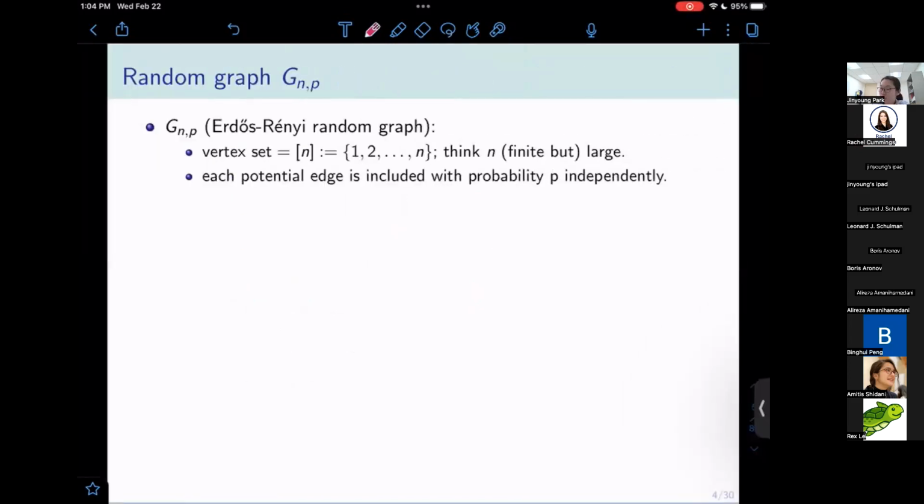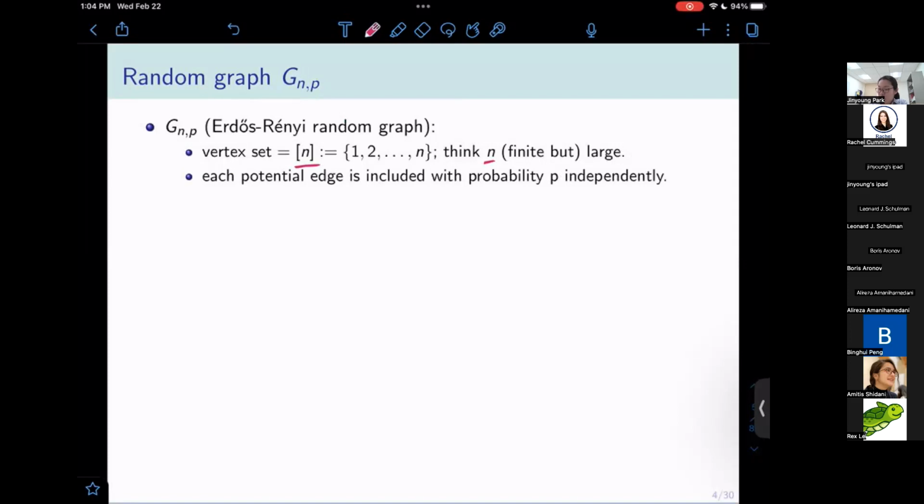So here we use G(n,p) for the notation of the random graph, and so here G(n,p) is the Erdős-Rényi random graph, and this is the definition. So our vertex set is [n], which is the set of integers from 1 up to n. And here we think n is finite, but this is very large. So usually n is like 1 million, 1 billion. It's a very large number.